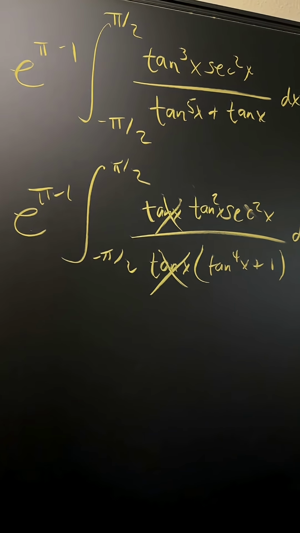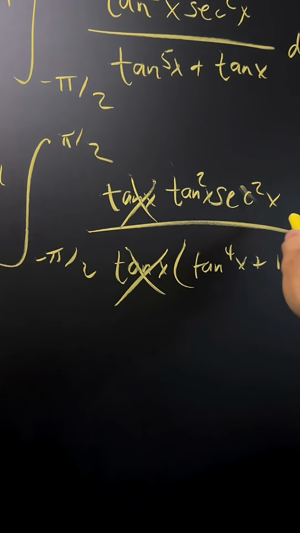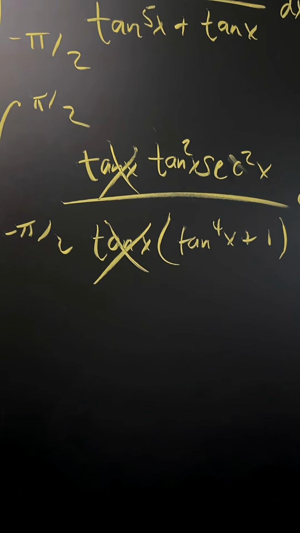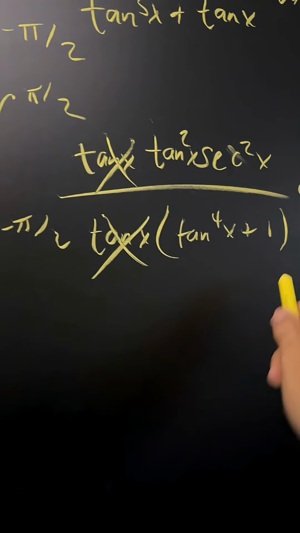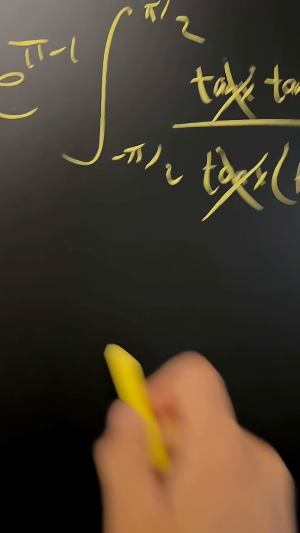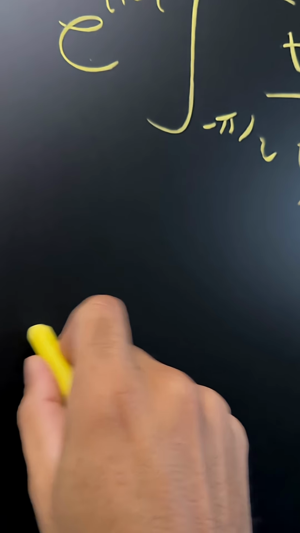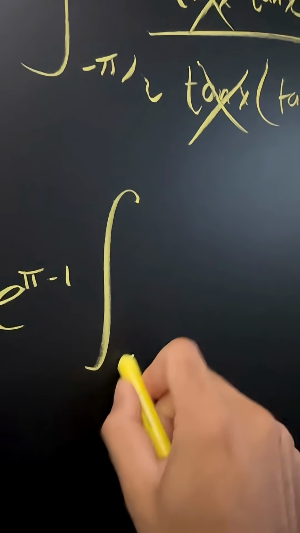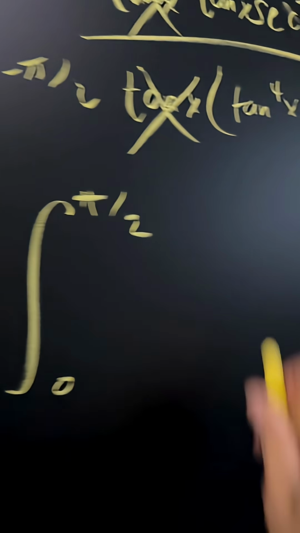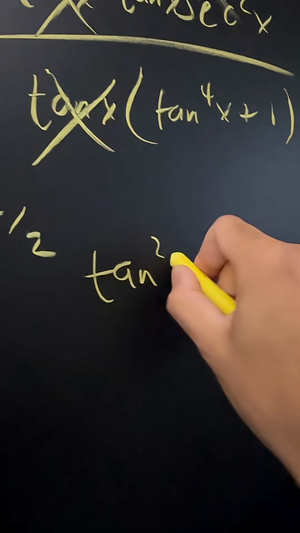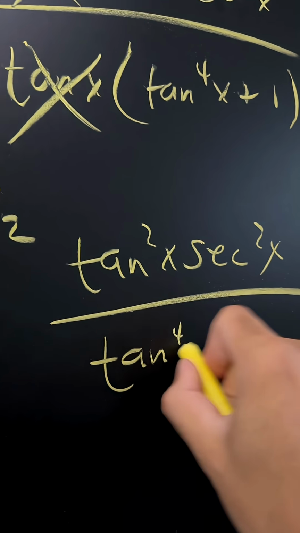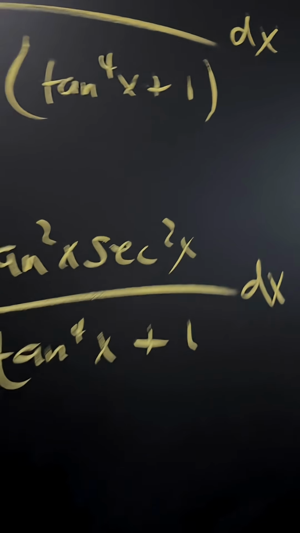So now what we have as we continue, we have this on top, which is gonna be an even function because you have squared and you have squared in those parts. And then you have an even function on the bottom. So this entire integral is even so that I can go ahead and split this up: 2 times e to the pi minus 1 times the integral from 0 to pi over 2 of simply tangent squared x, secant squared x all over tangent to the 4th x plus 1 with respect to x.